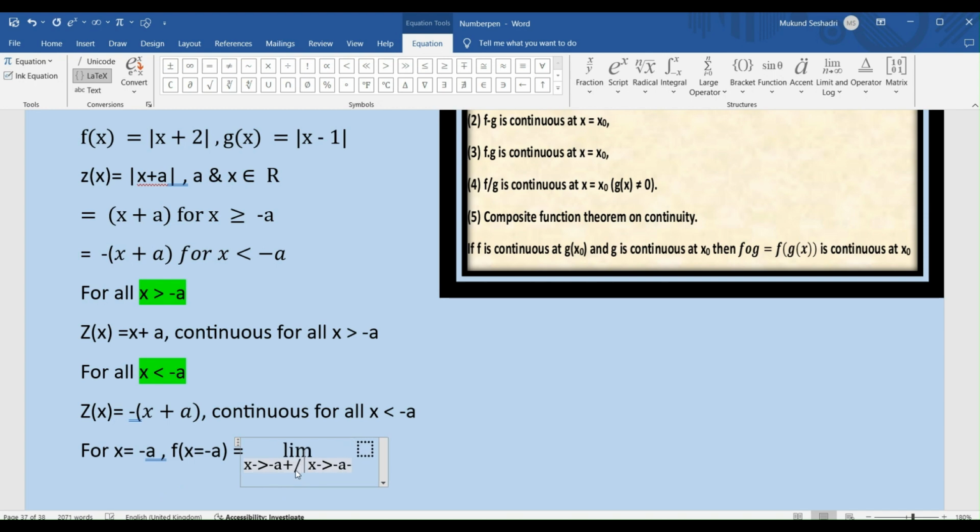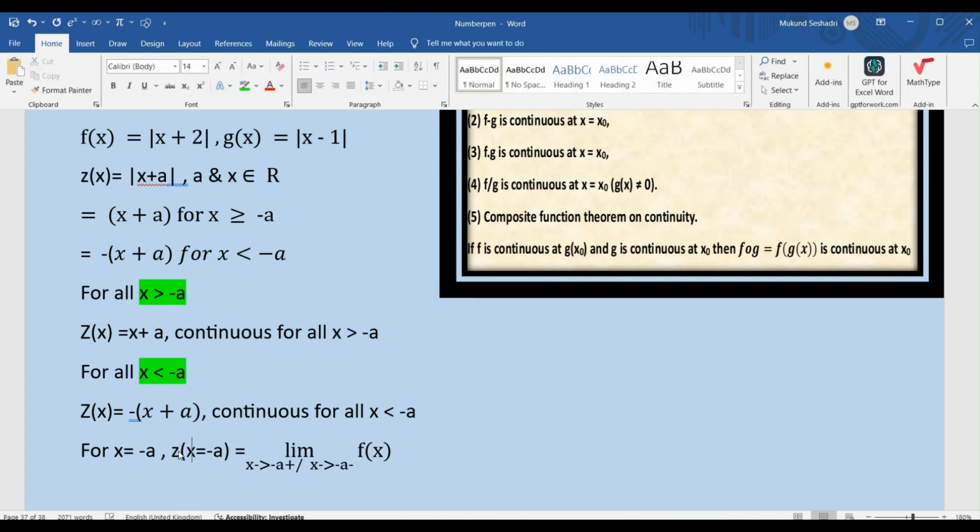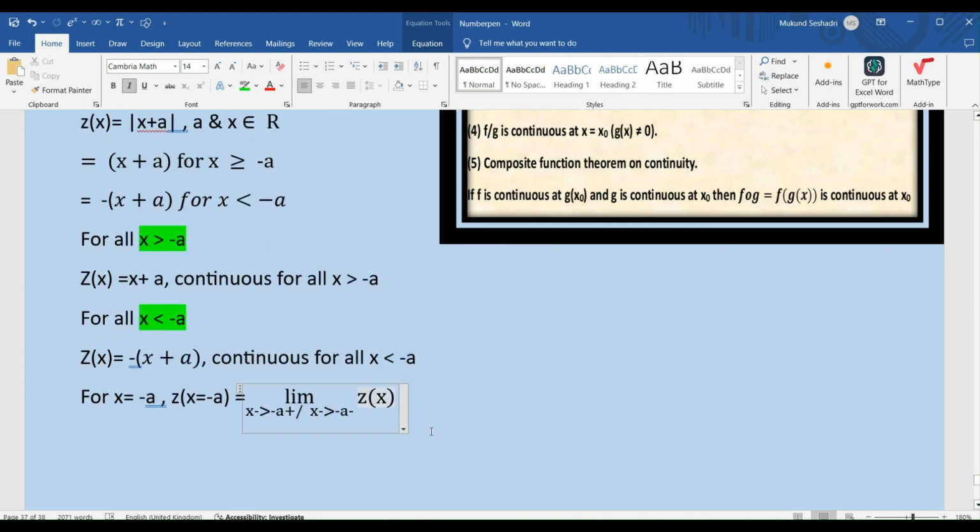Both will have to be equal. And what has to be that? This has to be my f of x. So I'm sorry, in this particular case, I just got this wrong, z of x, because we're calling the mod function z of x. So at the point x equals minus a, what is my z of x? And let's work that out in the subsequent line. So let's pull out what is my z of x at x equals minus a. And what is that? It is this function.